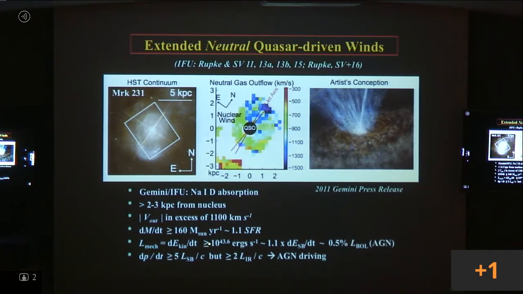But the mechanical energy, given those high velocities, is very large. It's basically impossible for the starburst to drive this outflow. The starburst itself does not have enough energy to drive the outflow, even at 100% thermalization efficiency. While for the AGN, you only need a small fraction of the bolometric luminosity, just 0.5%, and you'll be able to drive the outflow.